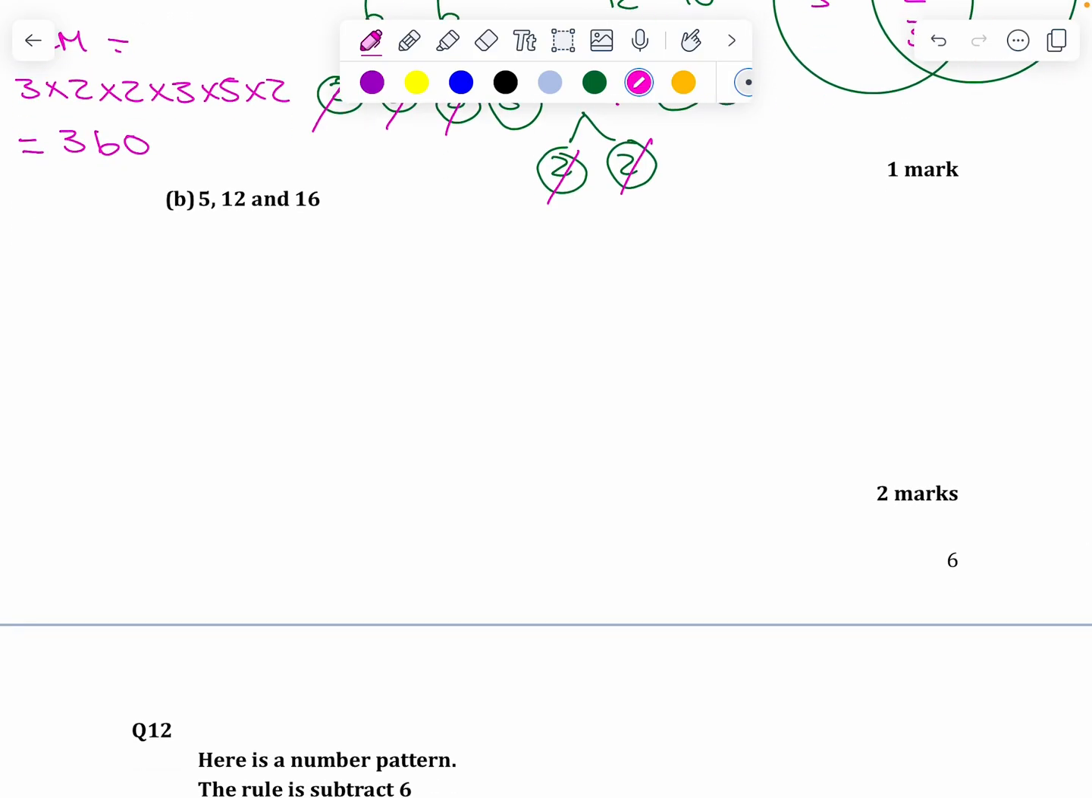And again, for part B, you could do the 5 times table, the 12 times table, and the 16 times table, and see what's the lowest number that appears in both. But again, as I said, I like the trees, so I'm going to do them. So I've got 5, I've got 12, like this. I've got 16.